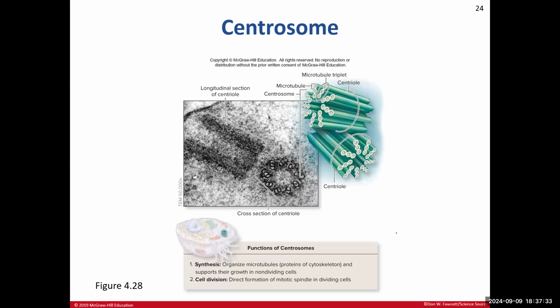And so that's what it looks like right there. Normally, in a non-dividing cell, they'll sit next to each other perpendicular for whatever reason. And then they help, again, with running the cytoskeleton on the inside of the cell. And then when it's time to divide, they separate from each other and they go to opposite ends of the cell, and then they do their thing.